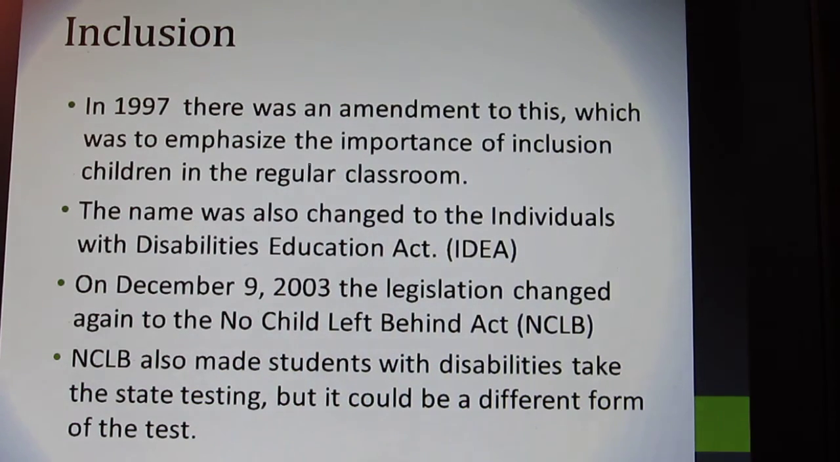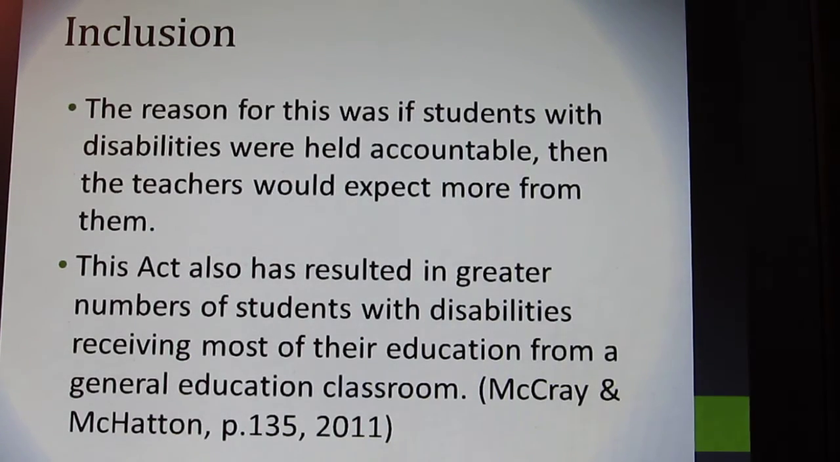For example, these students more than likely get read to, they get a longer test period time, they get manipulatives, and their choices are shorter or easier to read. The reason for this was if students with disabilities were held accountable, then the teachers would expect more from them. This act also has resulted in greater numbers of students with disabilities receiving most of their education from a general education classroom. And that quote also came from McCrae and McHatton.